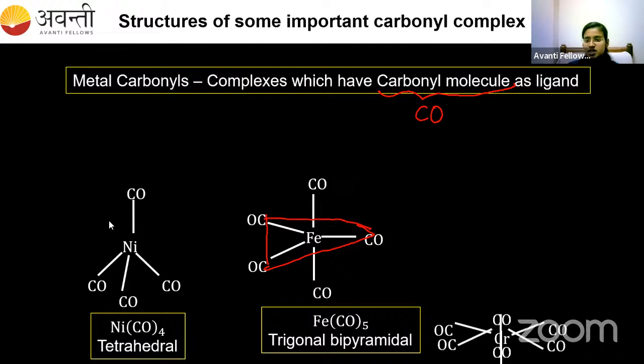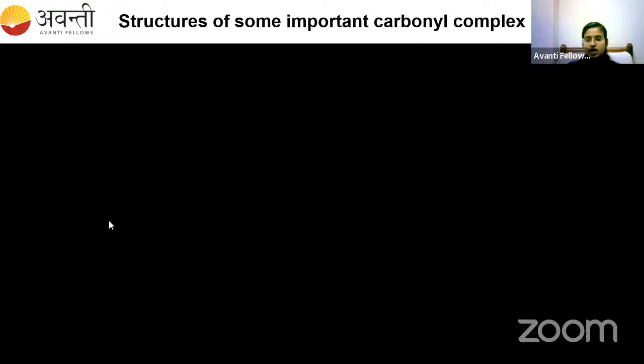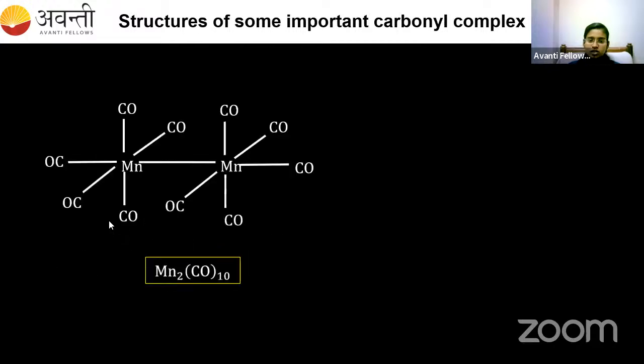And the third example is Cr(CO)6, chromium hexacarbonyl. So I have 6 ligands, 6 CO here. So 4 are there on the square plane, 1 above and 1 below. It is octahedral in structure. Okay. And the next is Mn2(CO)10. So 2 manganese and 10 CO we are having. And each manganese, if you take, will have octahedral geometry. So 1 above and 1 below kind of thing. So it is kind of octahedral.